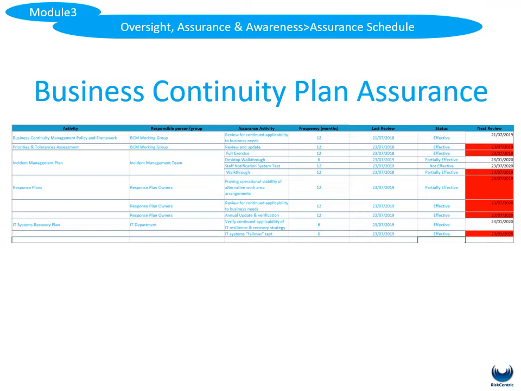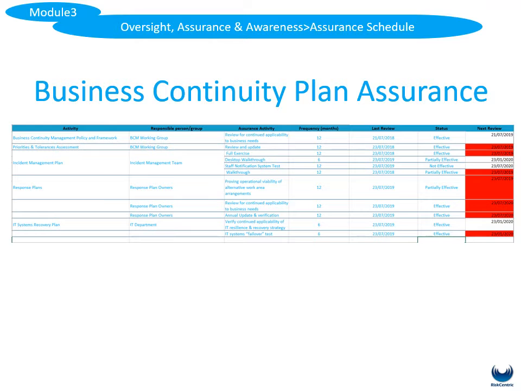Assurance is the process of making sure the business continuity plan remains fit for purpose. This is done by creating an assurance schedule that determines what actions are required, such as plan testing and plan reviews. Here's an example of an assurance schedule for a business continuity plan.